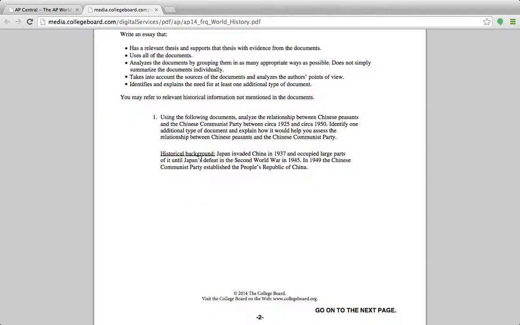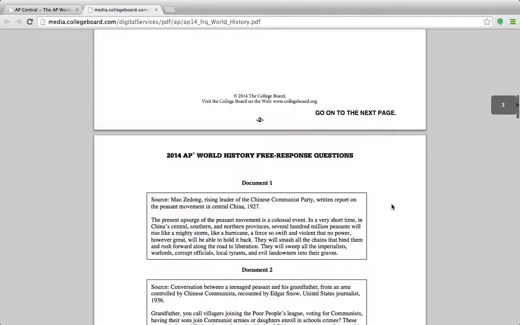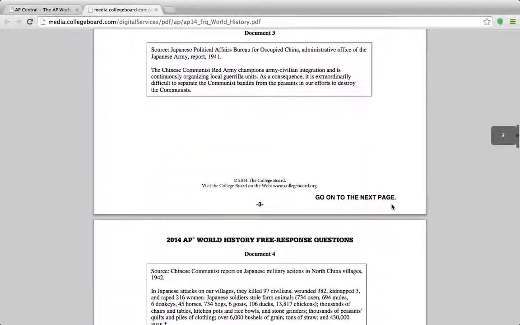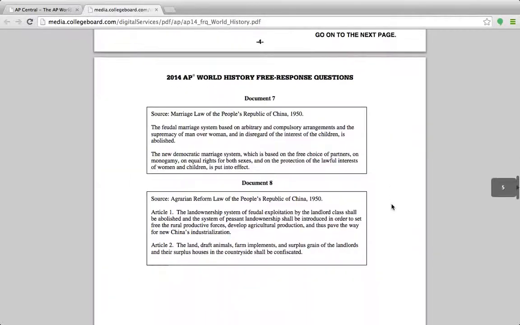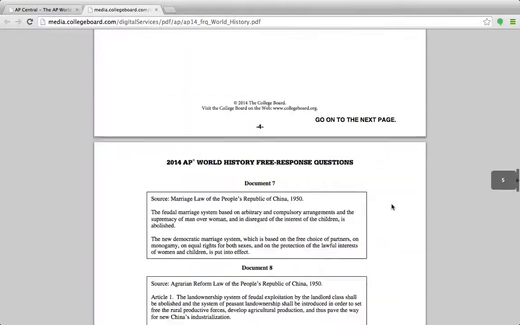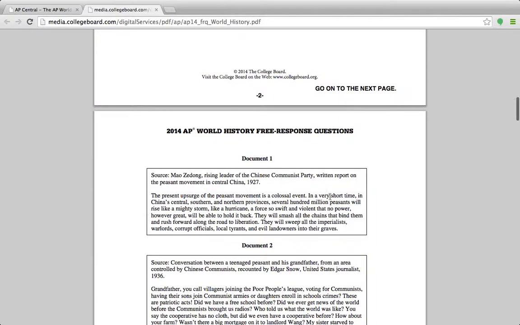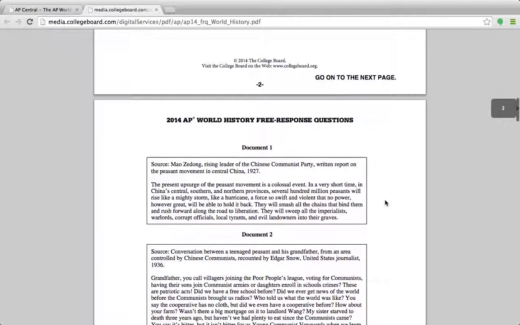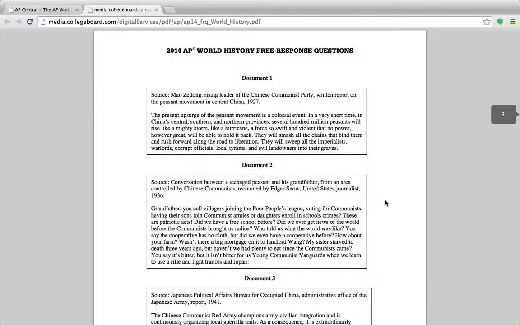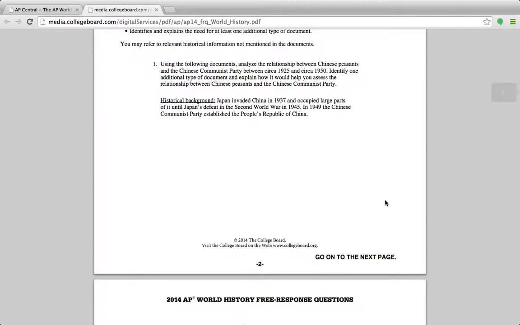So now, you've read your background, you've read the prompt, you then go to each of your documents. This question, I believe, had, I want to say, 9 documents? Could be 10, though. Oh, yep, 9. Nailed it. You'll read each of these documents, and it's your job to use all these documents or reference all of them in your essay and explain how, whether the source, whoever is saying it, the time period, what facts you can gain from the documents could help you answer the question of what relationship the Communist Party and Chinese peasants had during this time period.